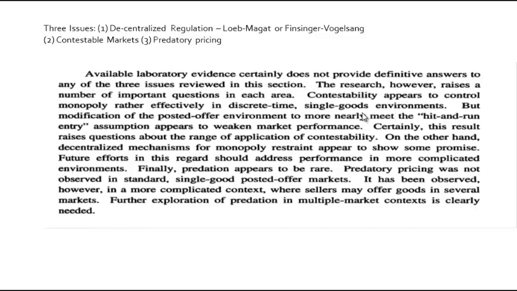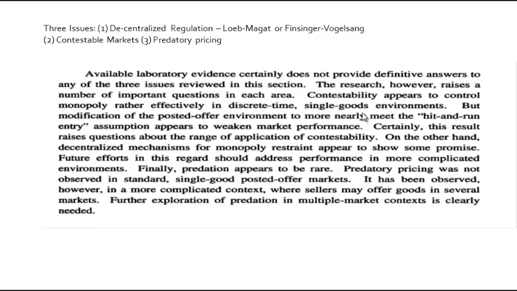So then the topic was how to regulate such markets. There is decentralized regulation, which is basically the Loeb-Magat or Finsinger-Vogelsang mechanisms. These work. And then there is the idea of contestable markets, which is also a way of preventing high prices. If you make it easy for people to enter and exit, that also has an effect. And then if you allow contestable markets, the oligopolist or the monopolist may prevent this contestation by forcing people out of the market, and that might cause the contestable markets theory to collapse.